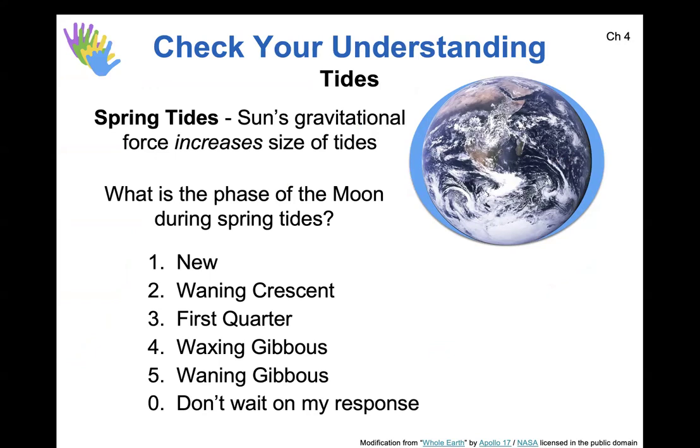So, what phase of the moon do spring tides correspond to?